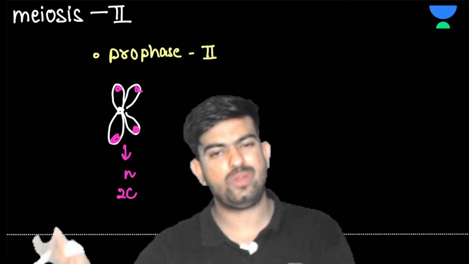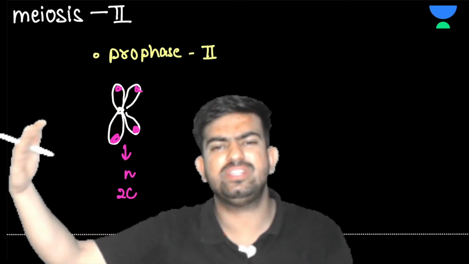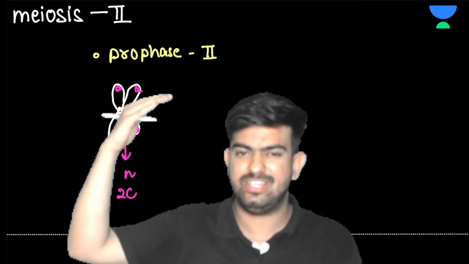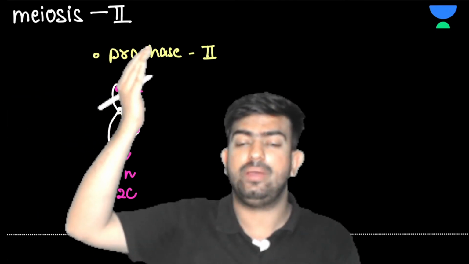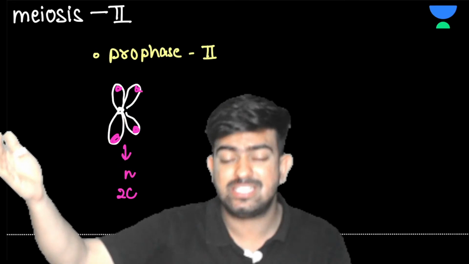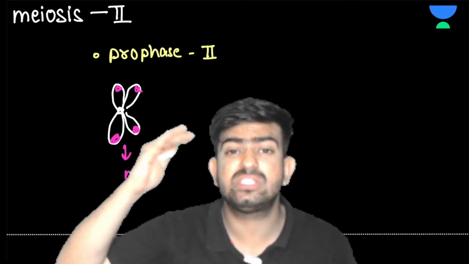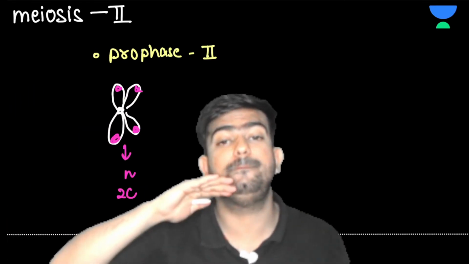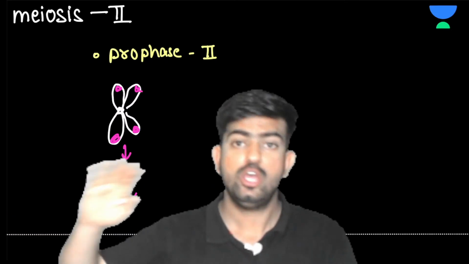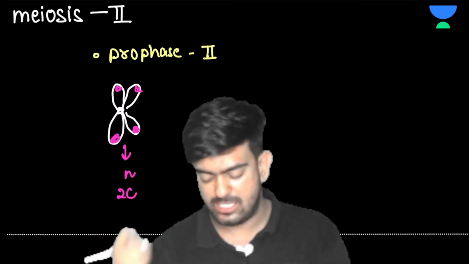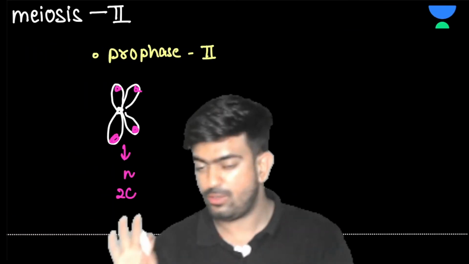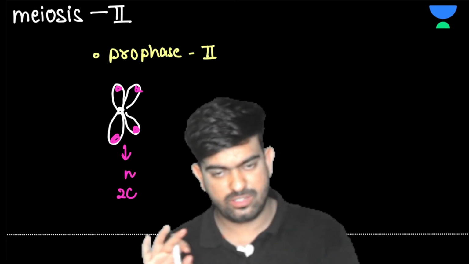Prophase 2, what is going to happen? Again, the same thing. Nuclear membrane is going to disappear. The cell organelles are going to disappear. Same thing like mitosis. Everything is going to be the same. So don't worry about that. Let's see the major things. In prophase 2, we have seen that the condition will be like this.